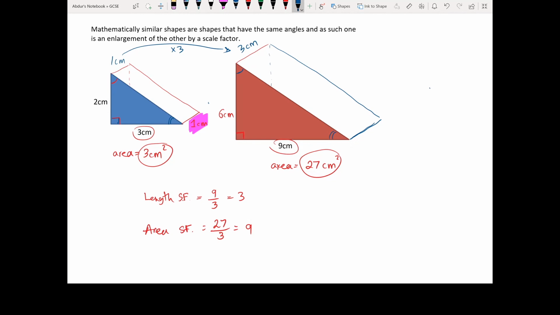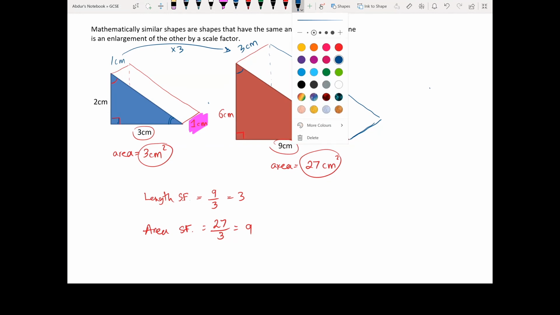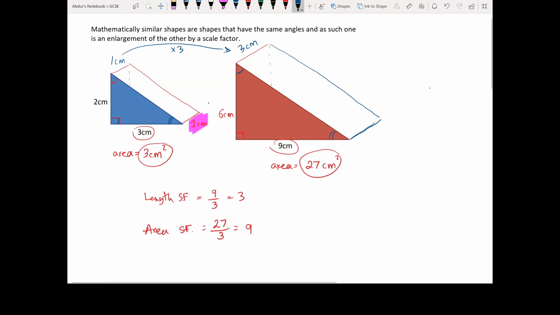So I can work out the volume of both of these shapes by doing cross-section area times the length. So the volume of the first shape will be its cross-section, which is 3, times its depth, which is 1. So 3 times 1, which is 3 centimeters cubed. The volume of the second shape is going to be its cross-section, which is 27, times its depth, which is 3, 27 times 3. Okay, so 27 times 3, we get 81 here, 81 centimeters cubed.